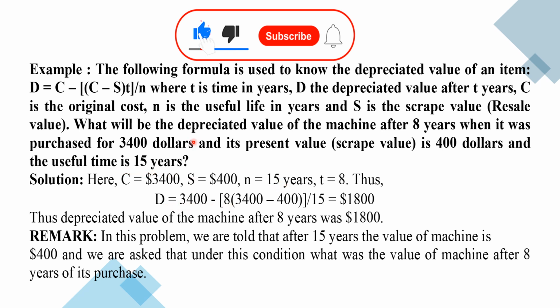Putting in the formula, C is 34,000 minus (34,000 minus 400) times T equal to 8, divided by 15, we will have 18,000. The depreciated value of the machine after 8 years was $18,000. In that problem we are told that after 15 years the value of the machine is $400, and we asked that under this condition what was the value of the machine after 8 years of its purchase.